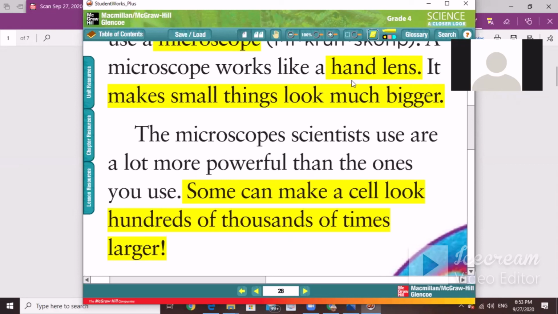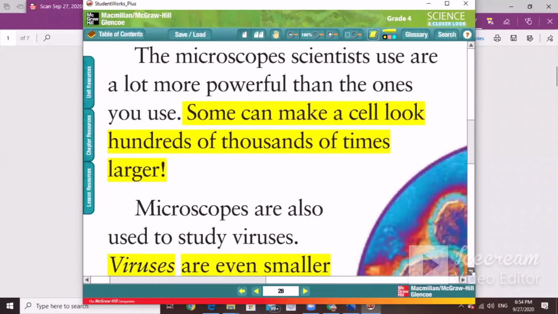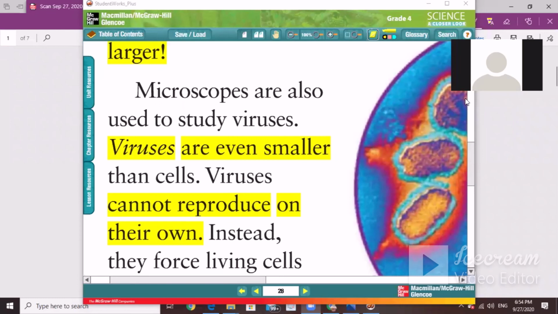Thanks a lot. The last one, guys. Thanks a lot, Saif. Adam Islam. Yes, Adam. Yeah, complete, Adam. The microscopes scientists used... Microscopes are also used to study viruses. Viruses are even smaller than cells. Viruses cannot reproduce on their own. Instead, they force the living things. Okay, thanks a lot, my dear friend.